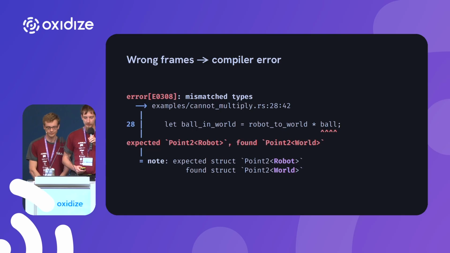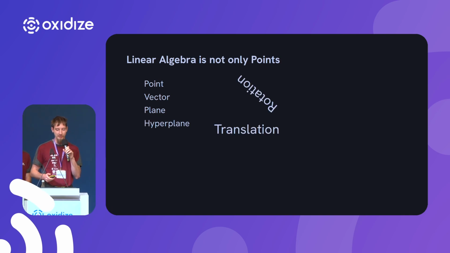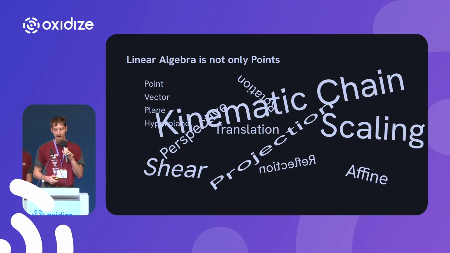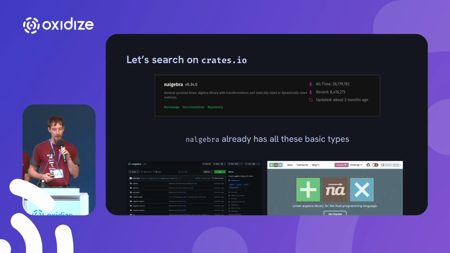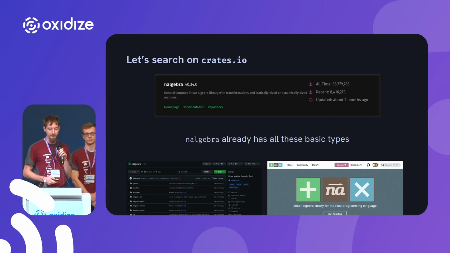Yes, thank you. So linear algebra is more than just points. We also have vectors, planes, hyperplanes, translations, rotations, reflections, scaling, and so much more. And we actually use most of these things in our robotics code. Luckily, we don't need to implement this ourselves. If we look on crates.io, we can find libraries like nalgebra, which is the most popular linear algebra library on crates.io, and it has good documentation and community support. It implements most of the things that we need, but now how can we combine this with our frame idea?